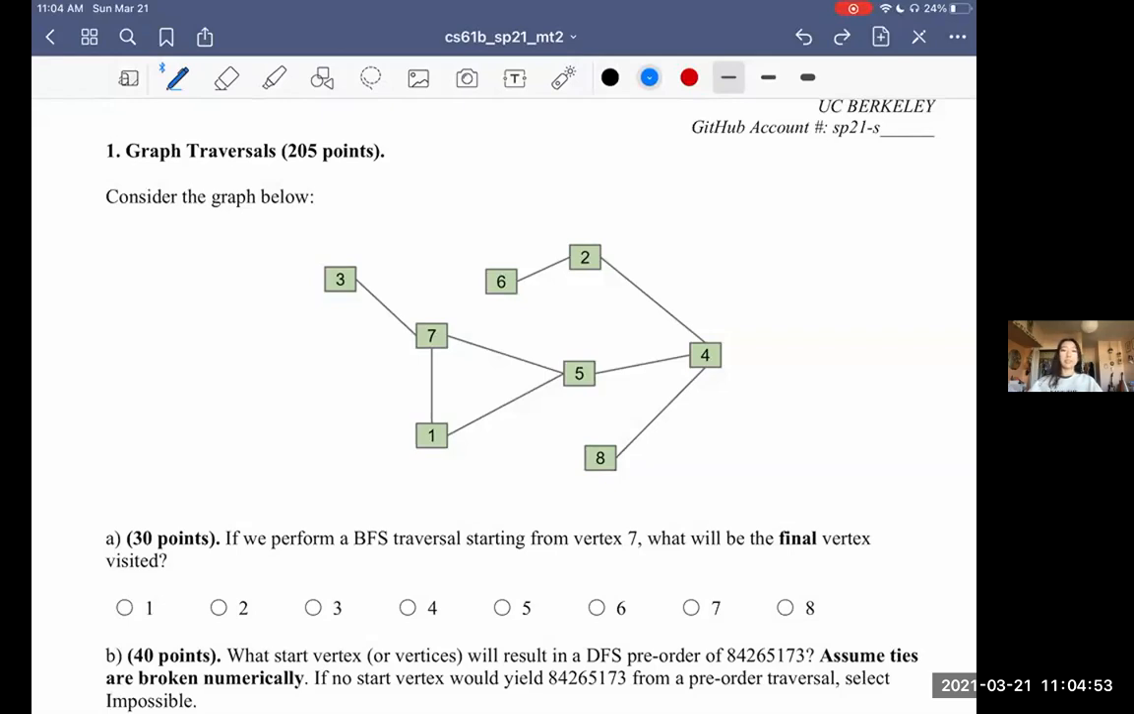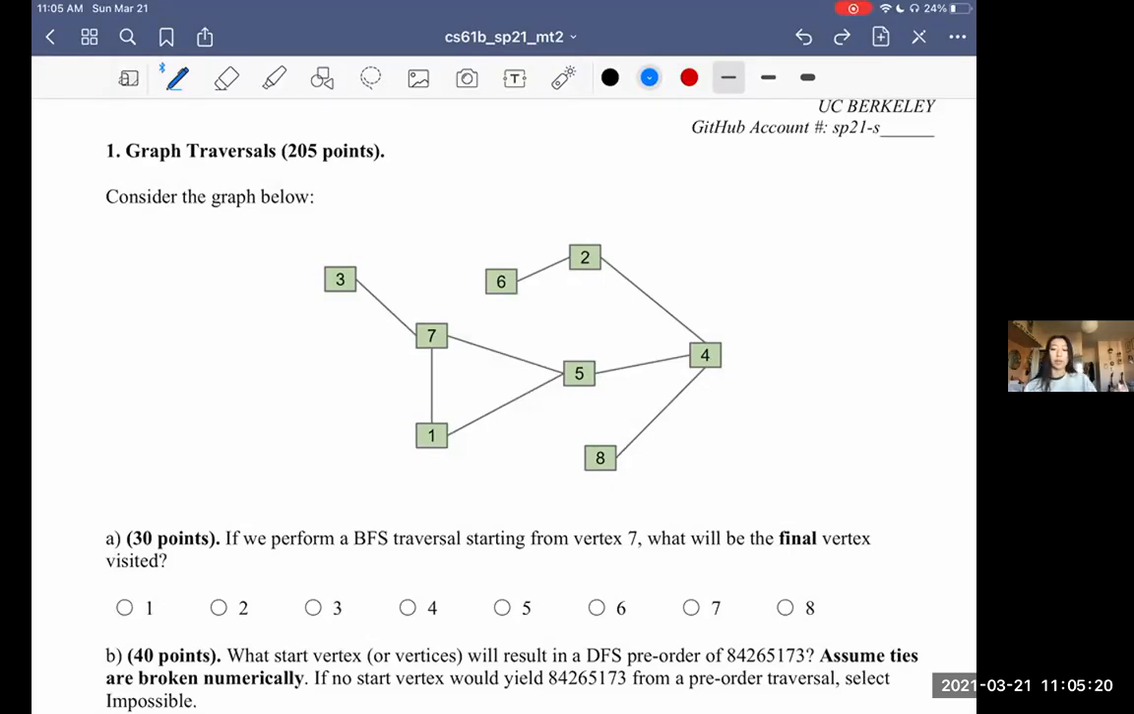So we're going to start by asking, if we perform BFS traversal starting from vertex 7, what will be the final vertex visited? We recall that BFS is also known as level order search, which means it's going based off the edge distance from the start. Here, if we start at 7, we're going to visit all the things that are 1 edge away from 7 first. Then we'll visit the things that are 2 edges away, and so on and so forth.